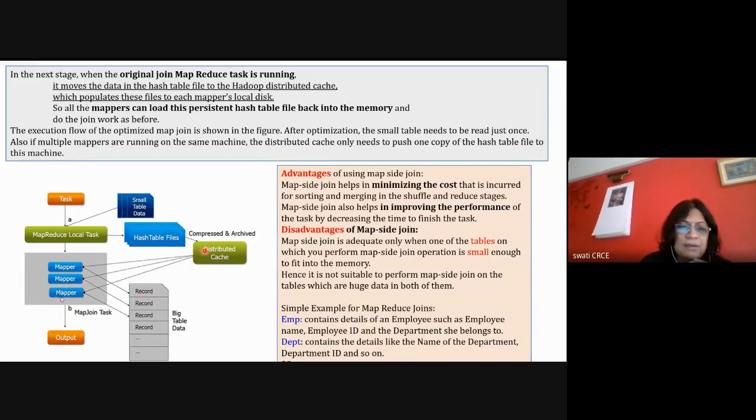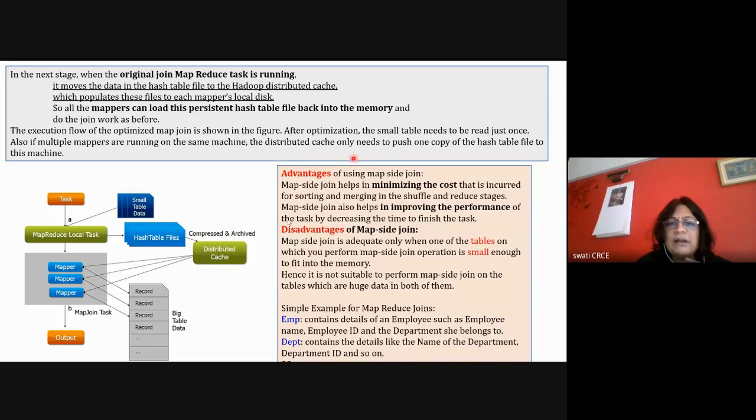So now every mapper has this small table data and the big table's chunk of data, and then it is operating on that, and it may perform a map join task here, and then this output is sent into the cluster. So it moves the data into the hash table file to the distributed cache, which populates these files to each mapper's local disk, and the mapper can load the persistent hash table file back into memory, and the join is happening at the mapper side.